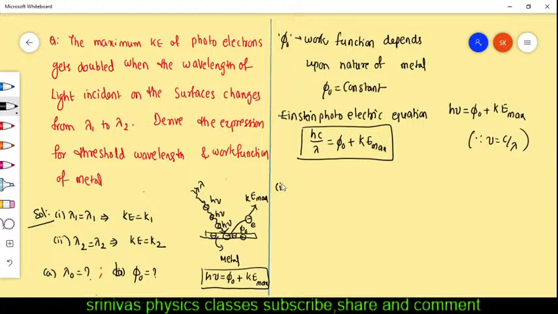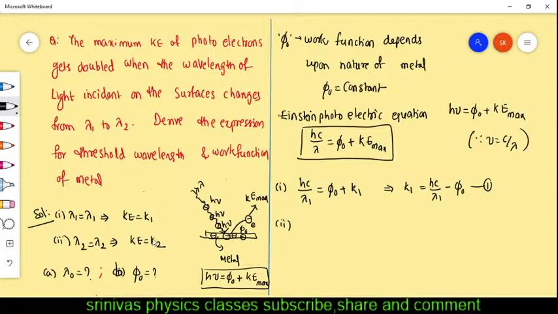First case: the wavelength is lambda 1, and the kinetic energy is K1. Then hc is constant, and the wavelength becomes lambda 1. The work function is also constant, and the kinetic energy is K1. From this K1 formula, we write K1 = hc by lambda 1 minus phi naught. We can consider this as equation 1.